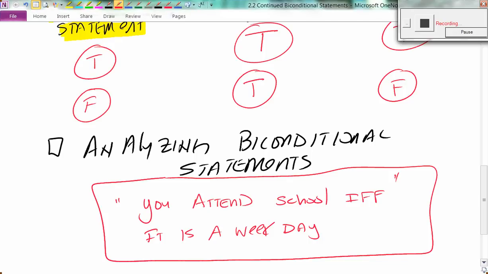Here is a biconditional statement. You attend school if and only if it's a weekday. How do you know it's biconditional? Yes, there is a statement in there that says if and only if, right? There's the if and only if part right there. So it's biconditional. Okay, what I would like you to do right now is scoot your desk close to somebody next to you and make a decision. Is this biconditional statement true or false?